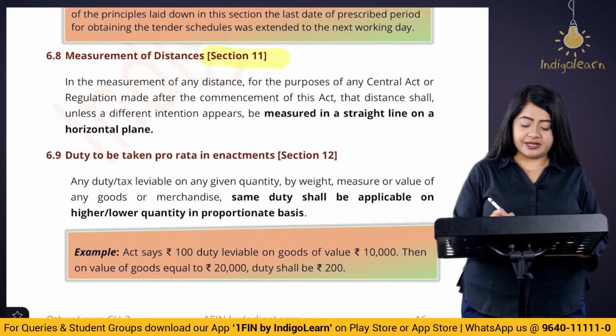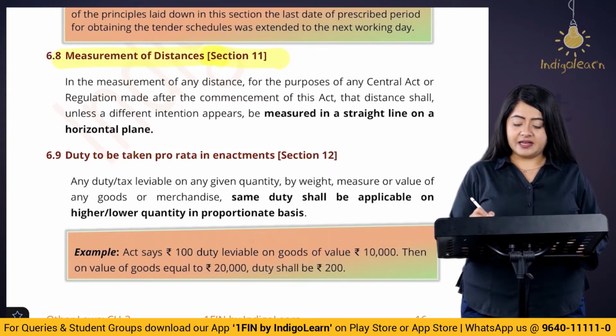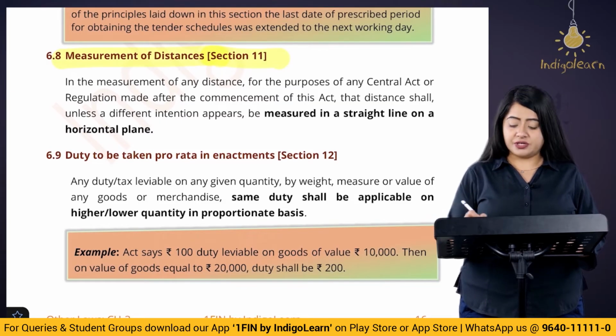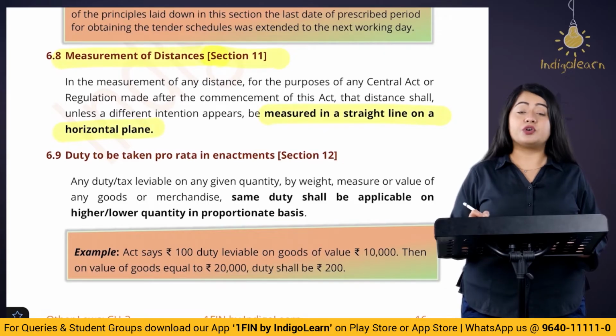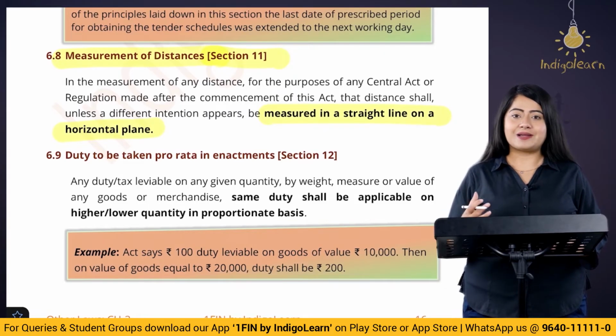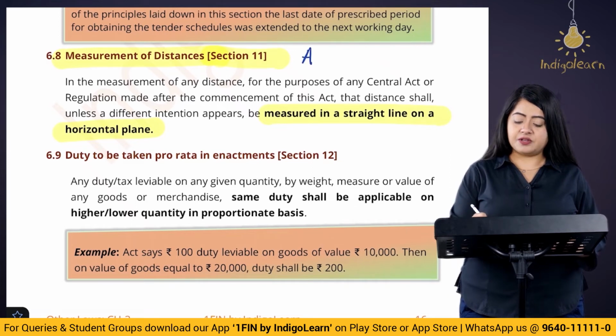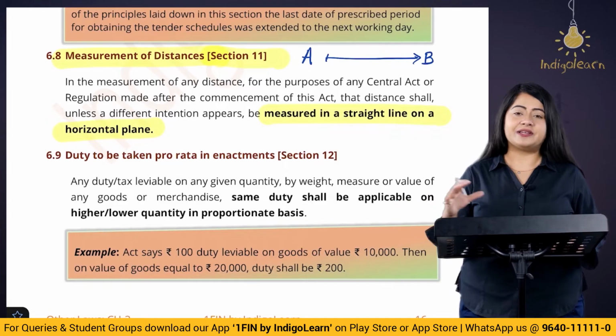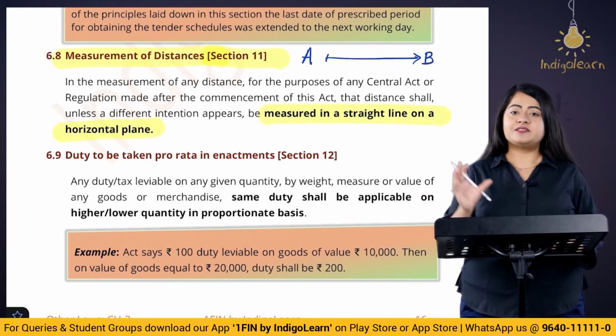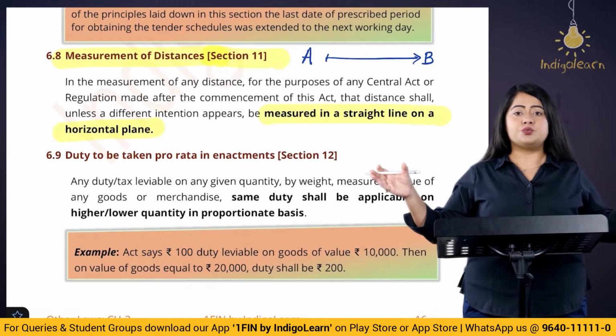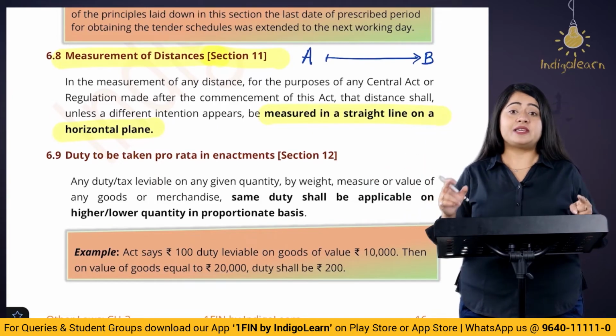Next section is section number 11, measurement of distance. It says that in an act, whenever a distance has to be measured, it has to be measured in a straight line on a horizontal plane, not in a zigzag manner. This is very simple. So if a statute states the distance between point A and B, calculate that, and based on that the duty or penalty is going to be calculated. If distance has to be calculated between 2 points, then the distance has to be calculated in a straight line on a horizontal plane.